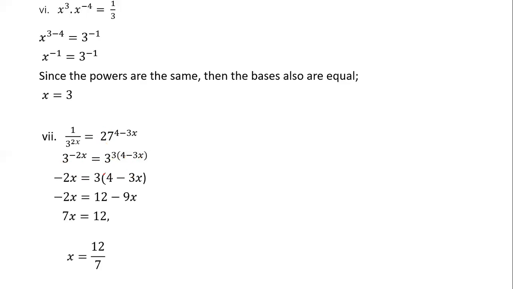So minus 2x equal to 3 into bracket 4 minus 3x. We equate this one to this one because the bases are the same. That's what we get. So by expanding and then solving, we have x equal to 12 over 7. I hope it's clear here.